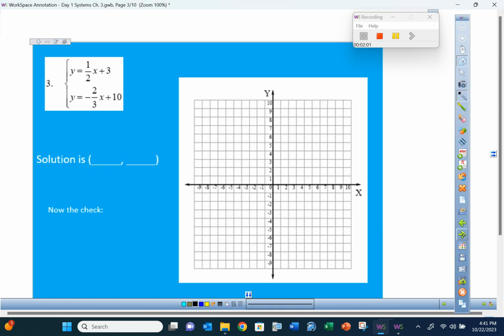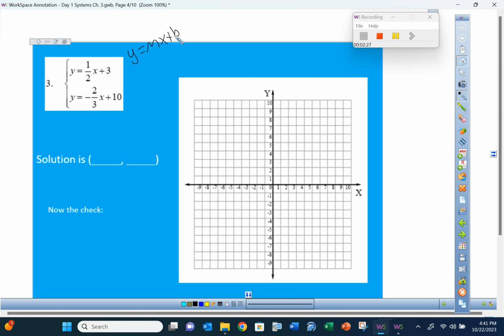So here goes. Your number 3. We're going to find the solution to the graph y equal 1/2 x plus 3 and the graph of y equal negative 2/3 x plus 10. Now, guys, when we graph today, do a good job and put extra dots because I made sure the answers hit on the dots for you. Now, these are already in slope-intercept form. They're already solved for y. So let's just graph them.